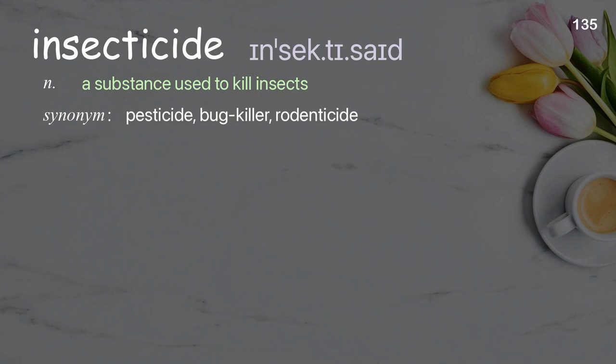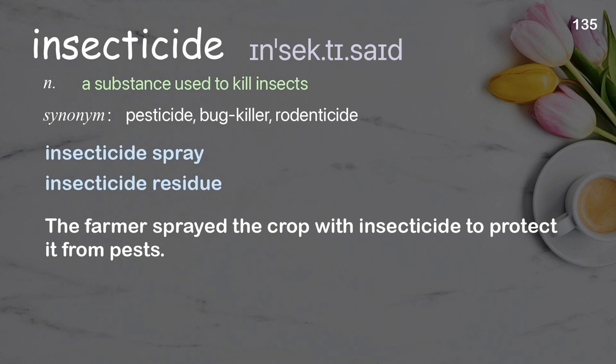Insecticide: a substance used to kill insects. Examples: insecticide spray, insecticide residue. The farmer sprayed the crop with insecticide to protect it from pests.